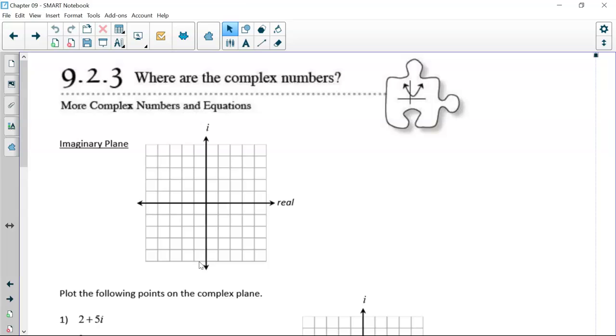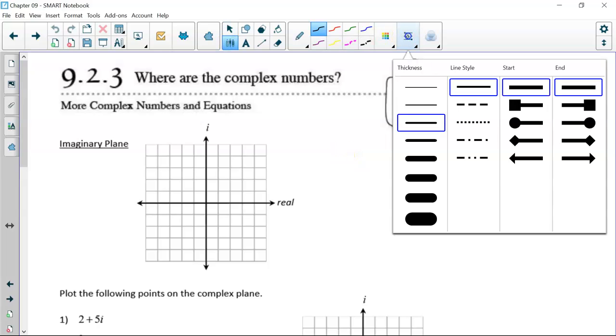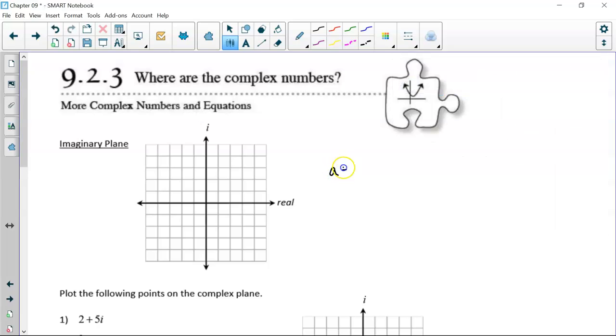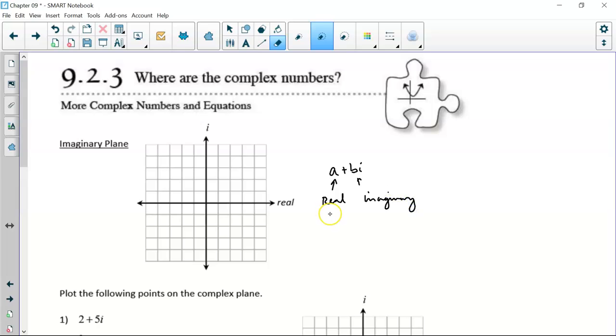And that's what it is. Imaginary numbers do exist, but they exist in a different dimension. When we write an imaginary number, it's written as a plus bi. And a is the real part, and the bi, that's our complex part, our imaginary part. So the a is basically our x-coordinate, and the b is basically our y-coordinate.